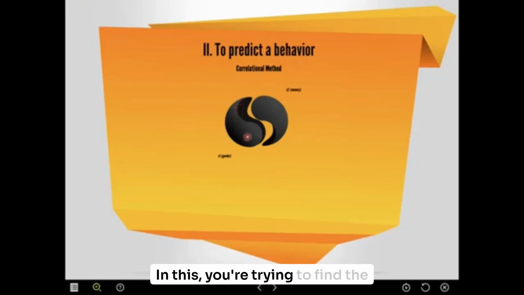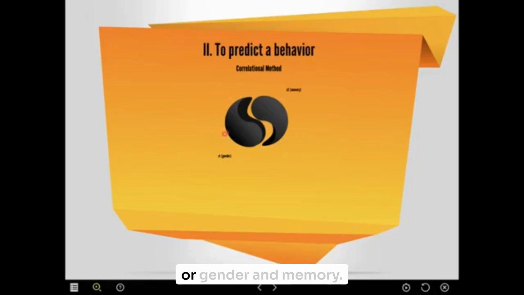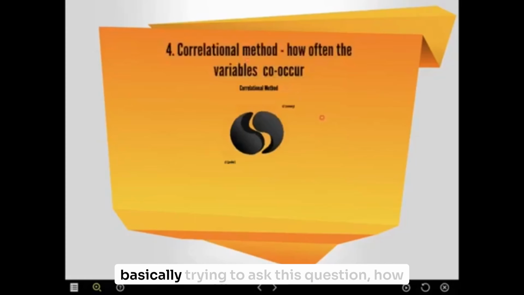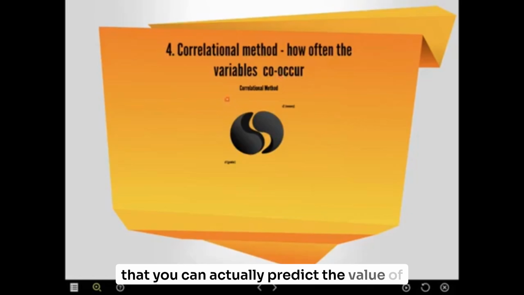In this, you're trying to find the relationship, or the association, between two variables. For example, the ACT score and your GPA score, or gender and memory. And it can be more than two variables as well. So in this correlational method, you're basically trying to ask this question: how often do these two variables co-occur? Is there a relationship? Is there a pattern in a way that you can actually predict the value of one?